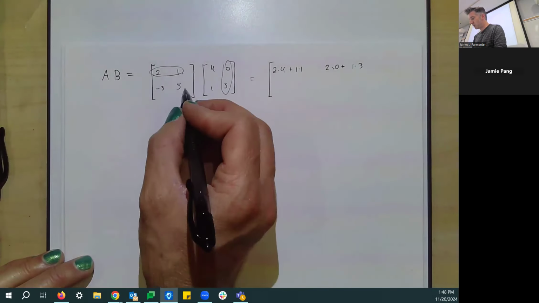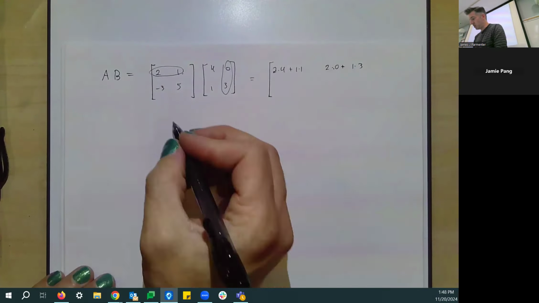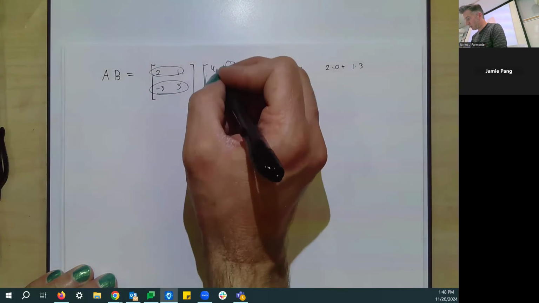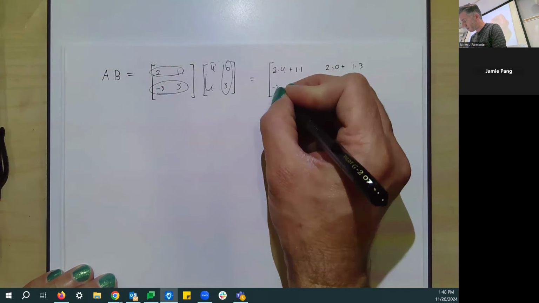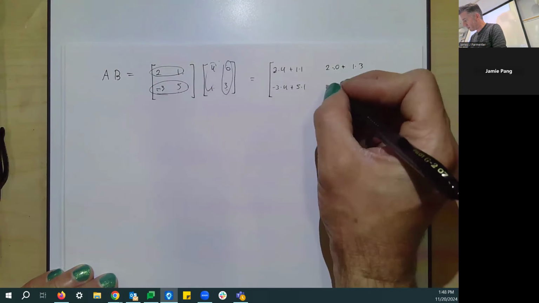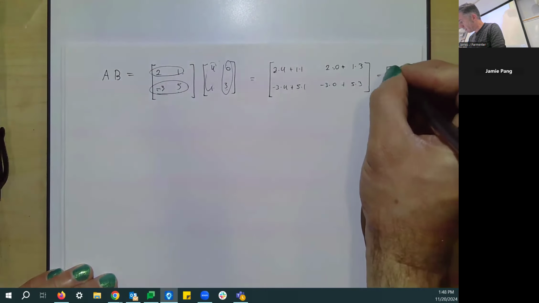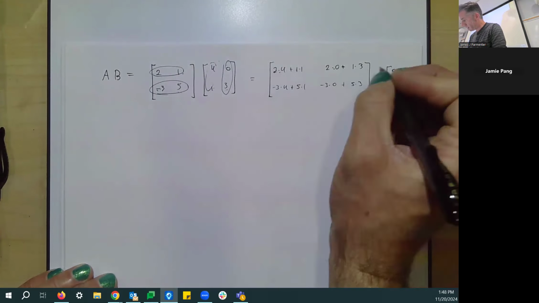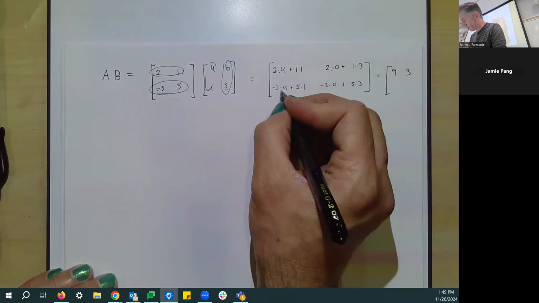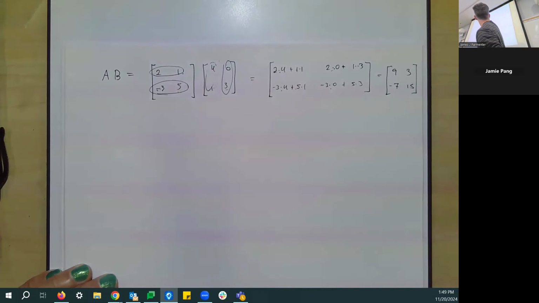Same deal down here. After I exhaust all the columns of my second matrix with the first row of my first matrix, then I move down to the next row of my first matrix. So now I'm going to use the second row. Second row, first column is going to be negative 3 times 4 plus 5 times 1. And then second row, second column is going to be negative 3 times 0 plus 5 times 3. And then we should simplify this. That's going to be 8 plus 1. That's going to be 0 plus 3. That's going to be negative 12 plus 5. That's going to be 0 plus 15. So there's our matrix A times B: 9, 3, negative 7, 15.